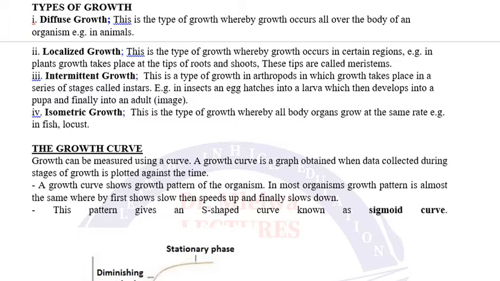Kwanza tuna diffuse growth. Diffuse growth inaenda versus localized. Kwenye diffuse growth tuna the whole body of an organism inakuwa kwa pamoja. So diffuse growth is the type of growth whereby growth occur all over the body of an organism, e.g. in animals. Kwa ni mnyama yote anakuwa kwa pamoja. Yani ni growth inatokea kila sehemu.